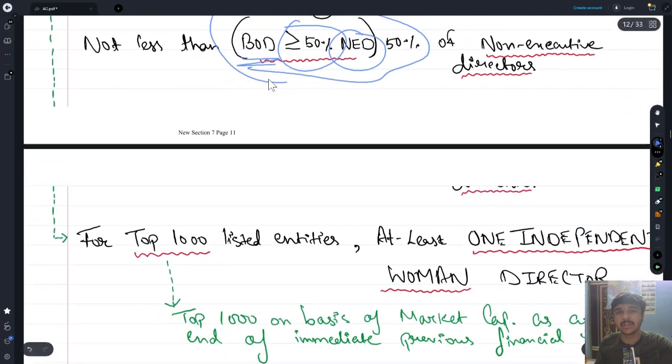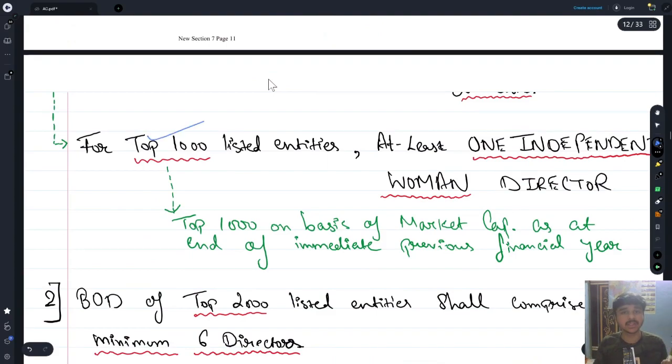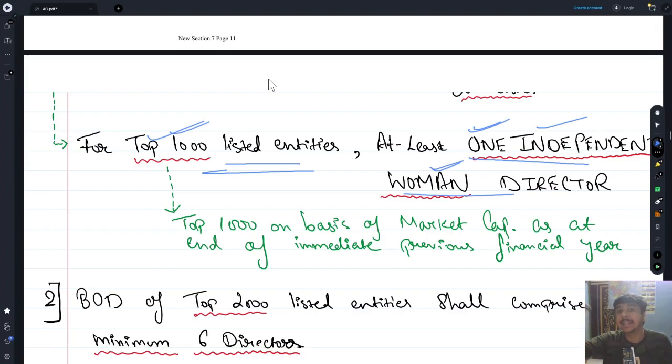So what SEBI LODR says is, if you are among the top 1000 listed entities, you need to have one independent woman director. So the number is unchanged. You need to have one, but one independent woman director. So what happens when the woman director becomes an independent director? Her powers go to a next level. Whatever she says will be considered at a next level, because she is now an independent director. If she makes any statement about the company, it is going to be very critical, because she is an independent director, right?